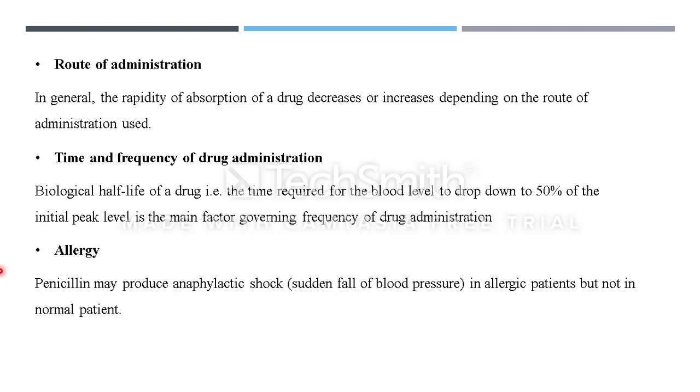Now, allergy. For example, penicillin may produce anaphylactic shock, that is a sudden fall of blood pressure, in allergic patients, but not in normal patients. So when a drug can cause allergic effects on an individual, then we expect that we give low doses to the individual rather than higher doses, or not at all. So when a drug is able to cause an allergic effect on an individual, these drugs are administered in low doses, and that is another thing to consider.